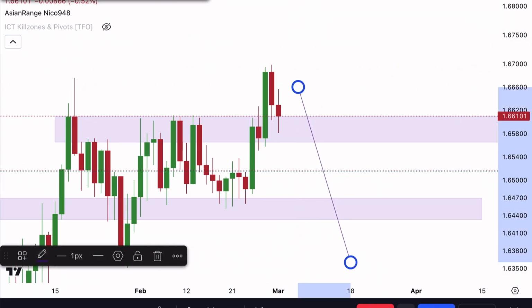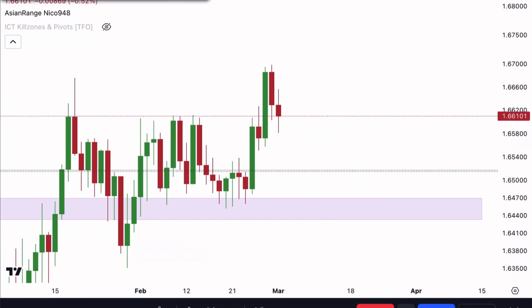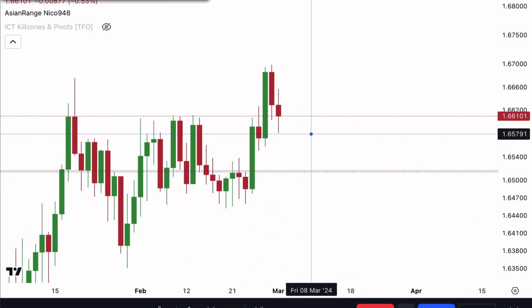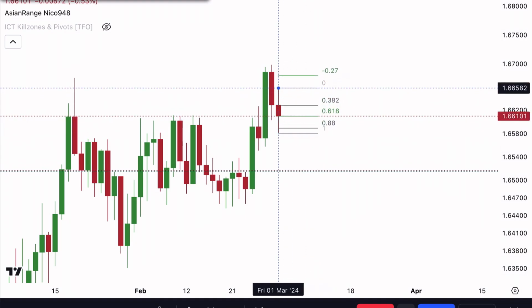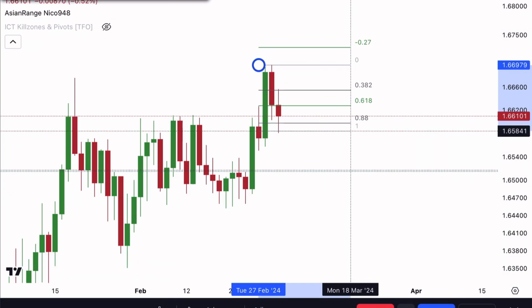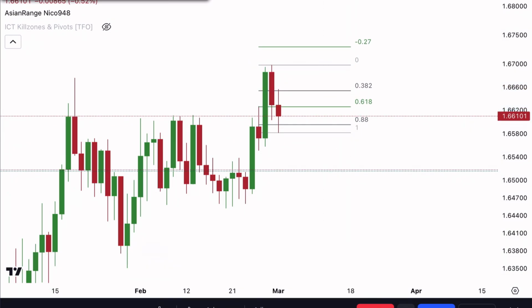On the daily, we will draw our Fibonacci. The Fibonacci is to be drawn in the opposite direction of the correction. This is because we are going to measure the distance of the new impulse that is to be formed. So you draw it from the end of the correction to the beginning of the correction, because we are going to measure the distance of the impulse that will be created.